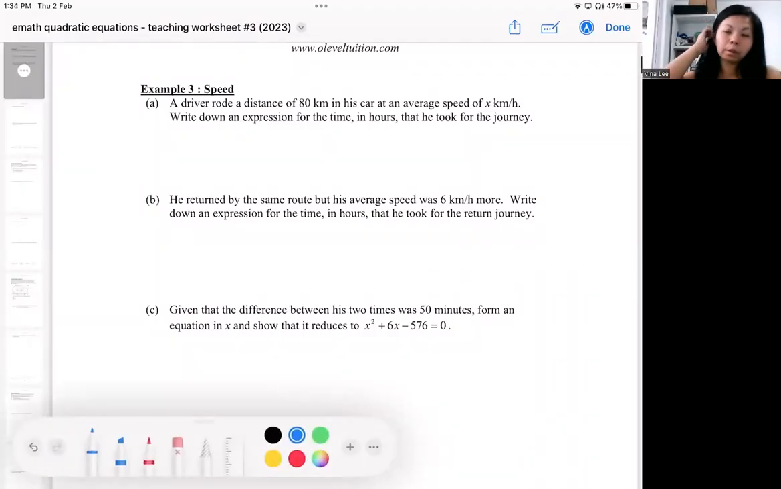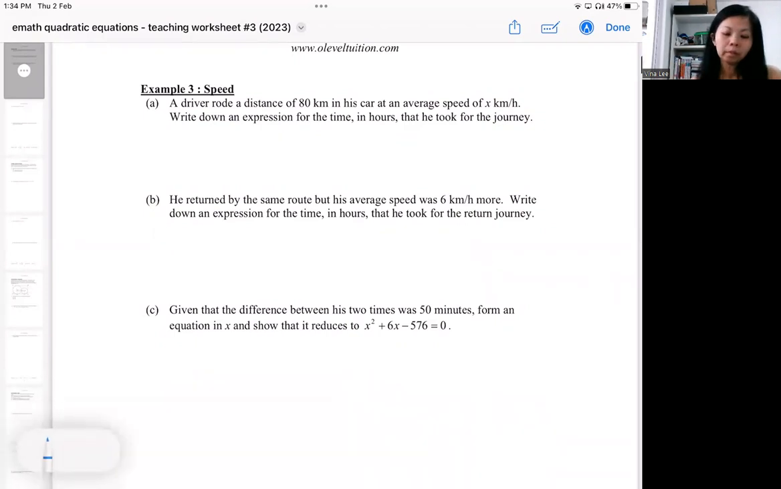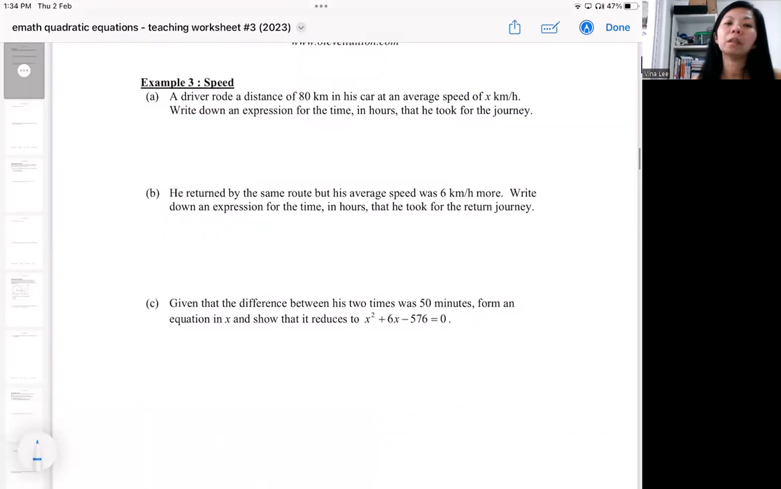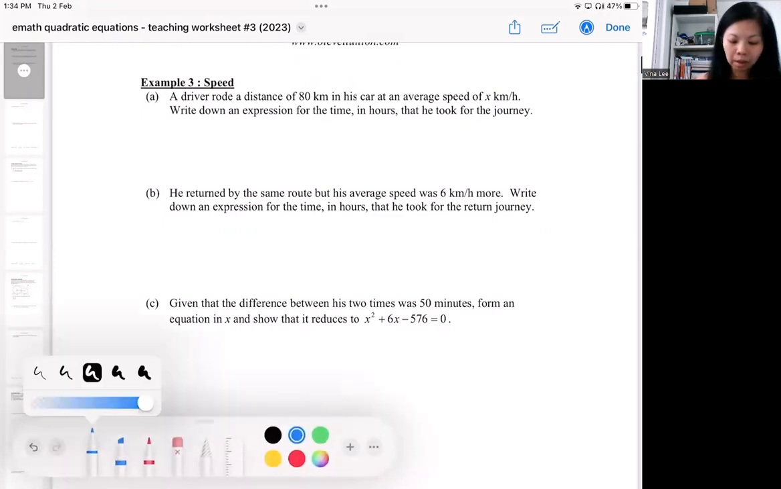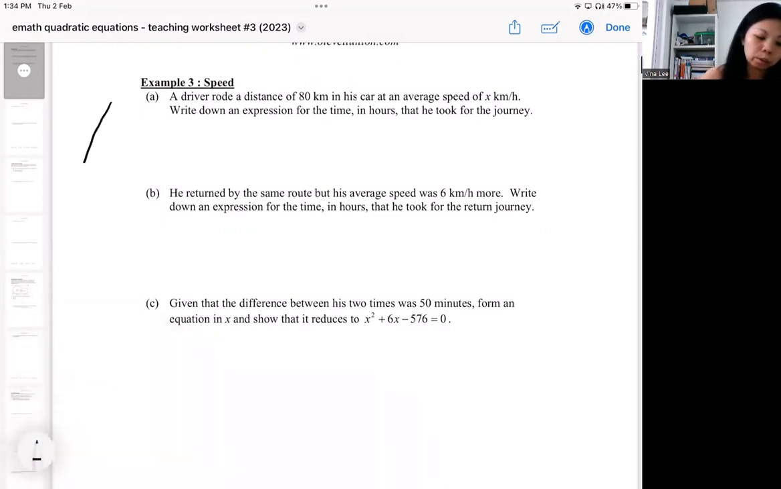Okay, so for this category of question, it's quite common. You might have already seen it in Sec 2, but you might find it difficult in Sec 2. So again, when you look at a question, if the question talks about distance and speed and time, then I would suggest you draw out the triangle first, then extract out the information that you can get.